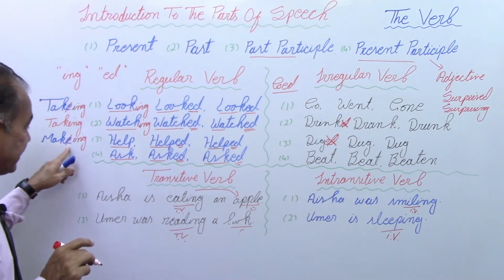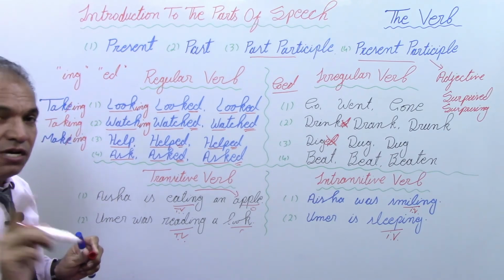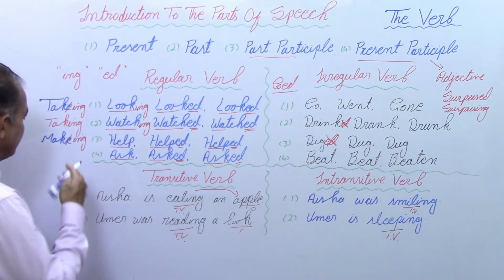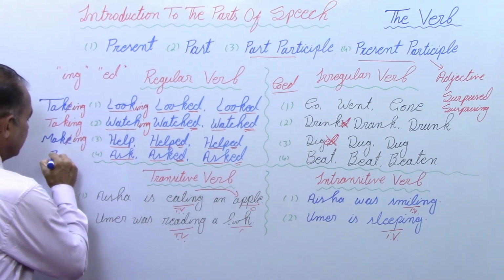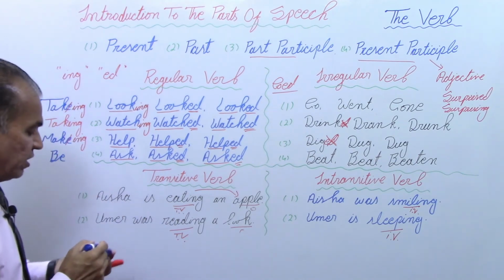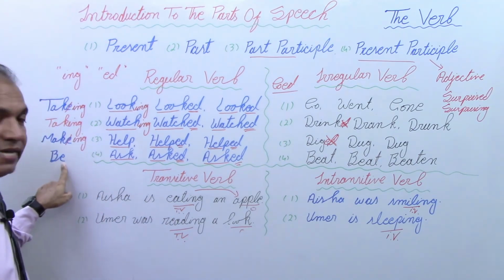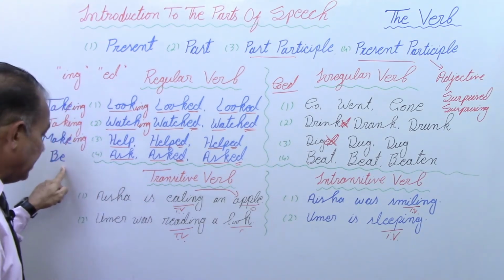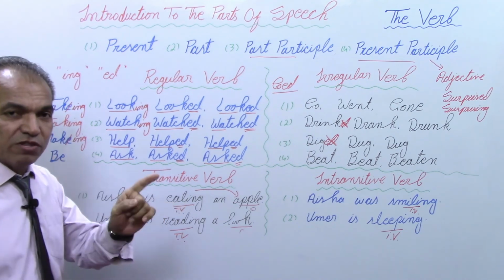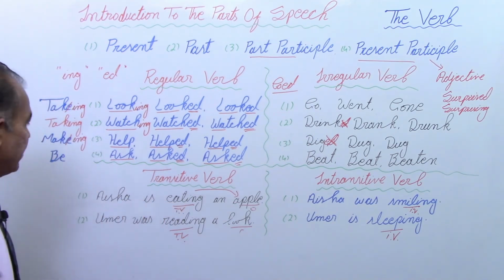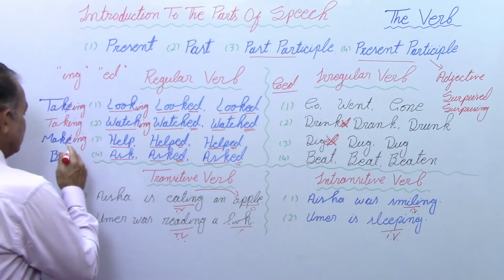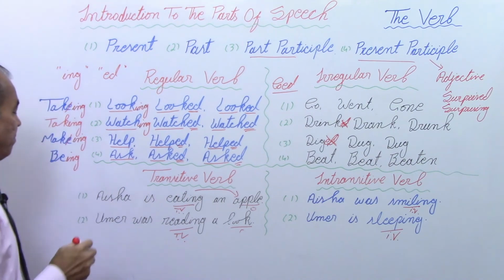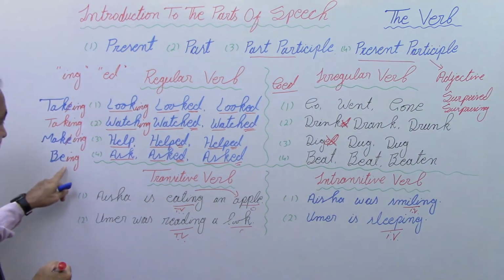But if that E is not silent, then you will not remove it. For example, there is a verb be. Now you can see that at the end of be there is an E, but this E is not silent, it has its sound. So if the E at the end of the first form of the verb is not silent, then you will not remove it. You will leave it there and just add ing, and it will become the fourth form, being. It has now become the fourth form.